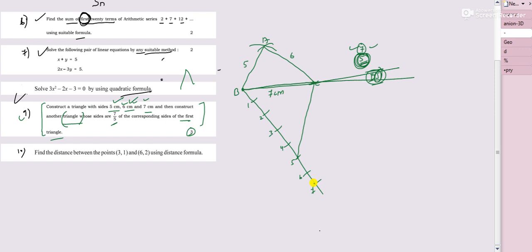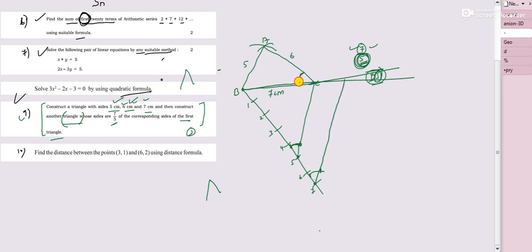Now from 7 you have to measure this angle. Using a compass you can measure from here and cut an arc. Using the same length you can cut an arc from here too. Now these two lengths you have to measure from here to here, and then on this intersecting line you can plot like this.